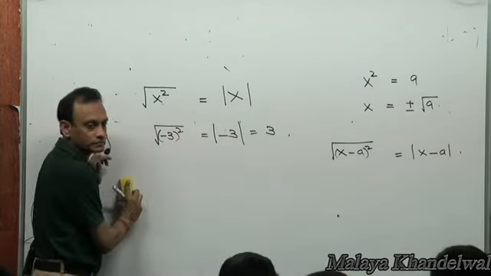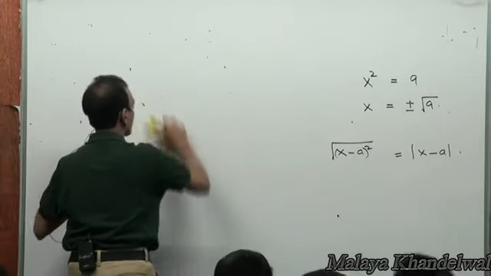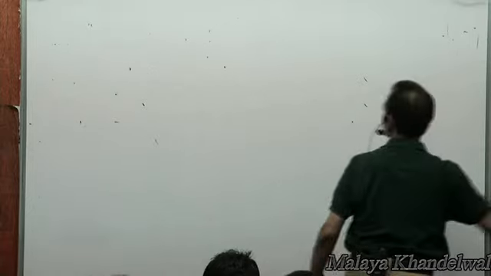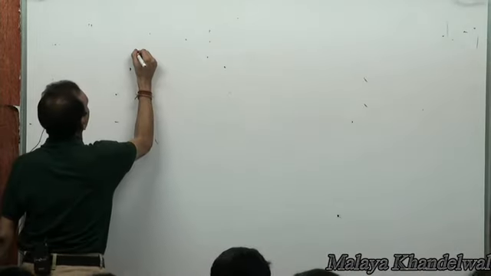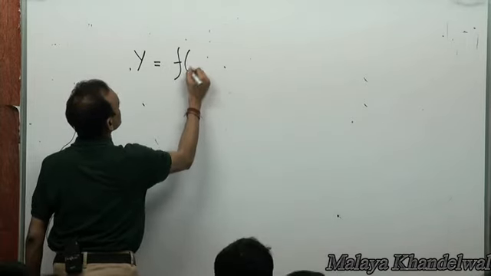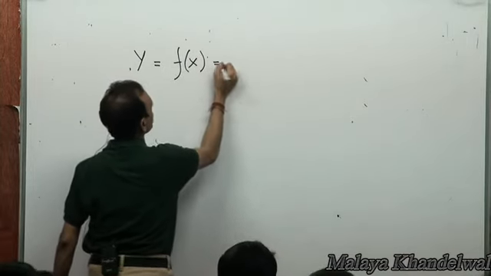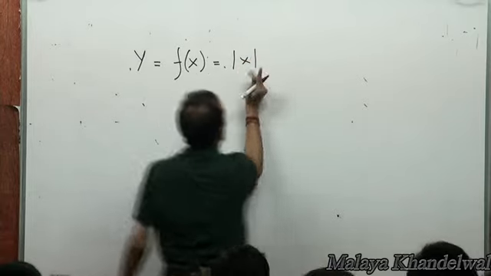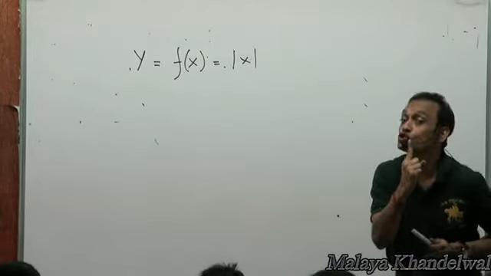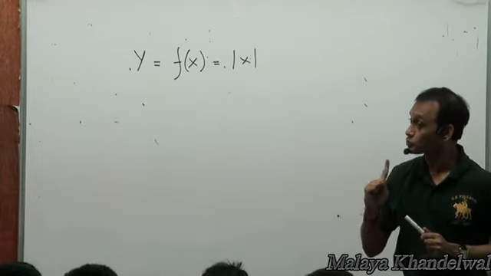Can I wipe this off? Now, graphically, y equal to f of x equal to mod x. Now, what is this operator mod doing? It's producing an output which is non-negative. That is what it's doing.